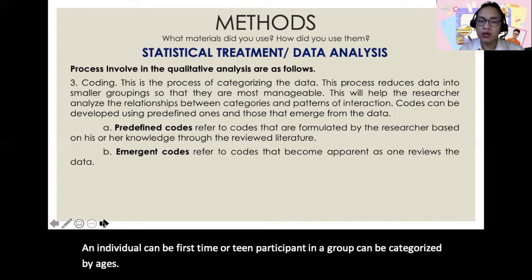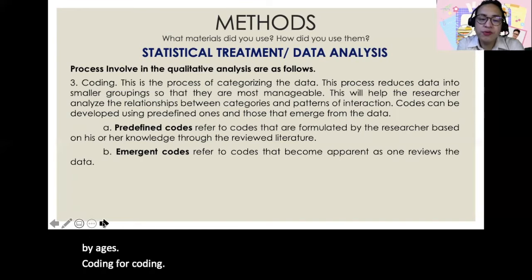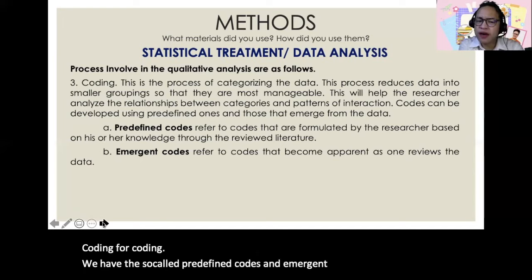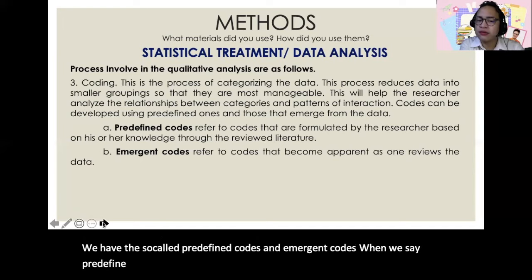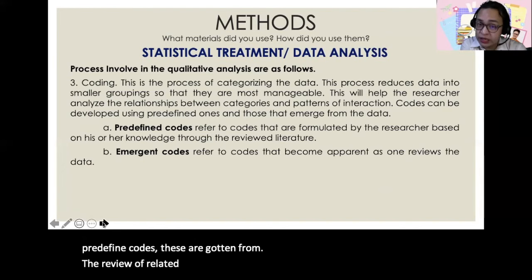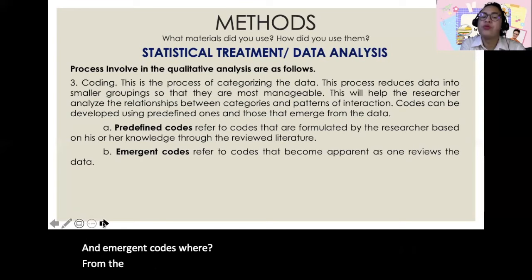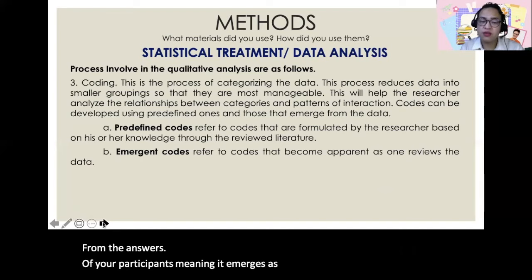Coding. For coding, we have the so-called predefined codes and emergent codes. When we say predefined codes, these are gotten from the review of related literature you did. And emergent codes were from the answers of your participants, meaning they emerge as the interview goes on.